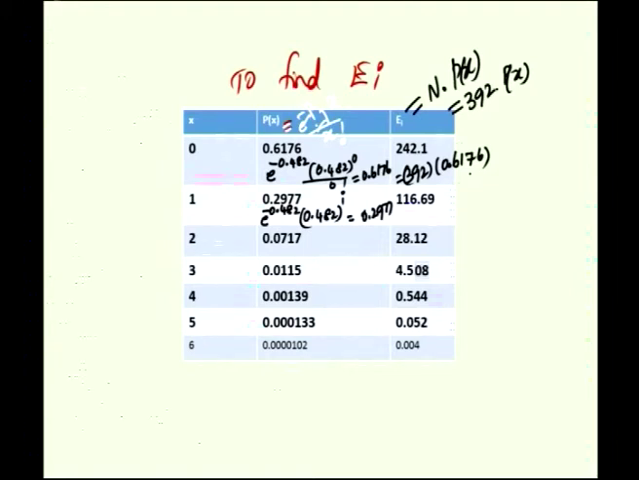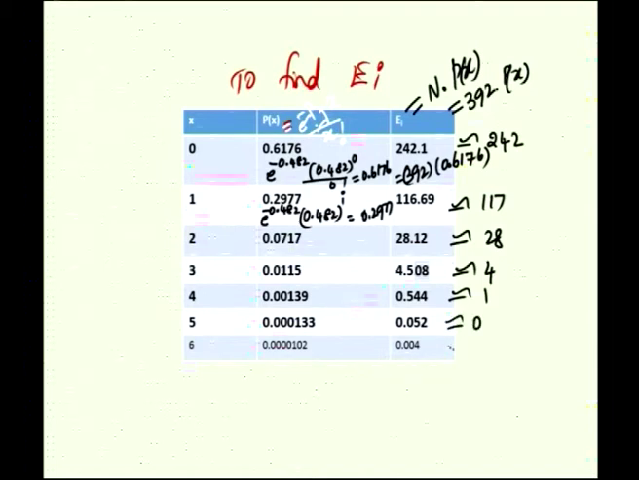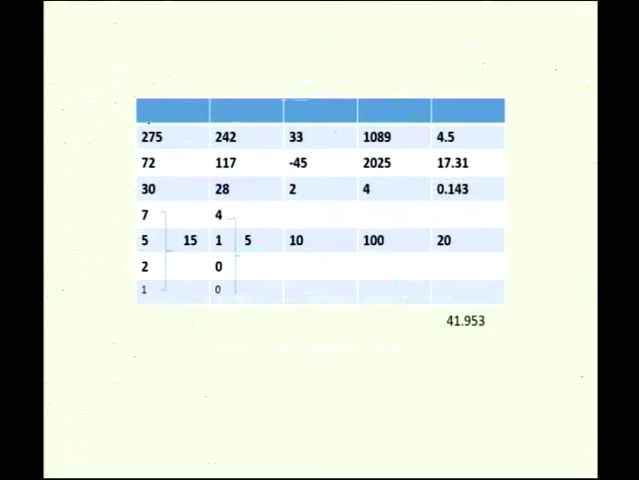Okay. So, we have got 242.1, and this has to be rounded off to the nearest whole number: 242, 117, 28, and this is rounded as 4, and this will be rounded as 1, because 4.5 and 0.5 together give you a total of 5, and this is 0 and this is 0. So, these are the OI values. These are given in the question, and these are the EI values: 242, 117, 28, 4, 1, 0, 0. So, we have got the values.